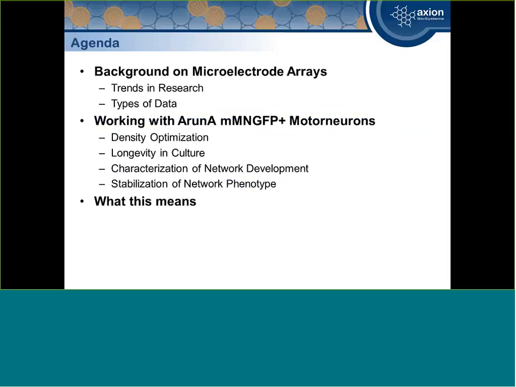To get started, I'd like to give everyone a brief background on microelectrode arrays, or MEAs for short, going over some current trends in the research field, then talking a little bit about the types of data that we can acquire using this technology. Then I'm going to talk about working with the mouse motor neurons, specifically about some cell density optimization that we did, looking at the longevity of the cells in culture, characterizing the network development, and the stabilization of the network phenotype over time. And then we'll conclude with what all this really means.